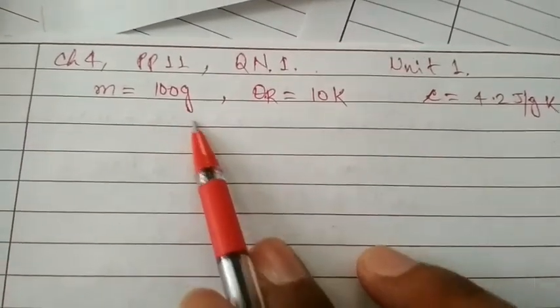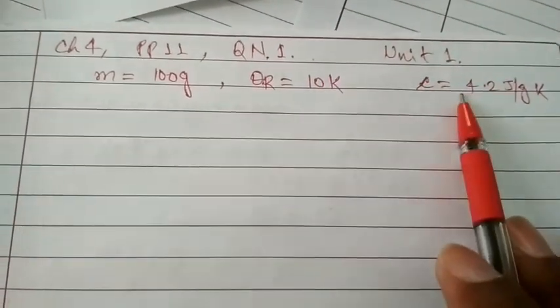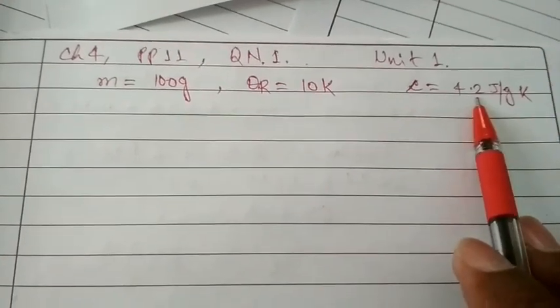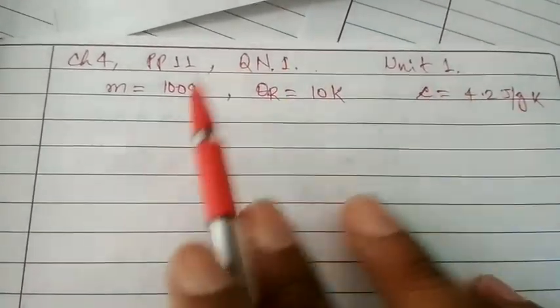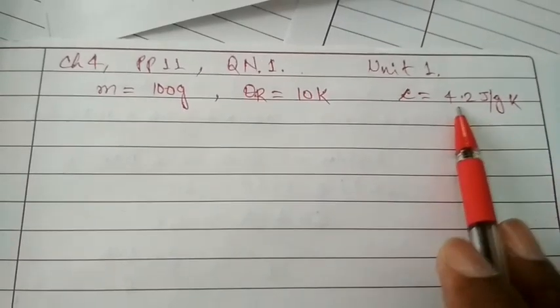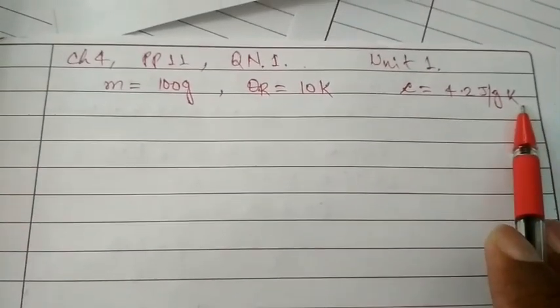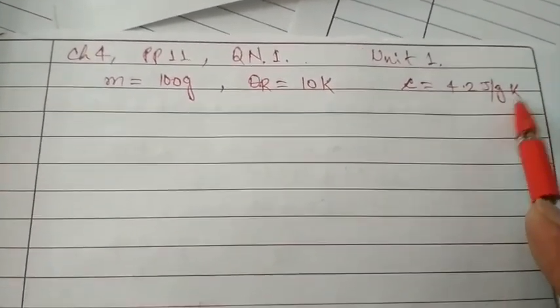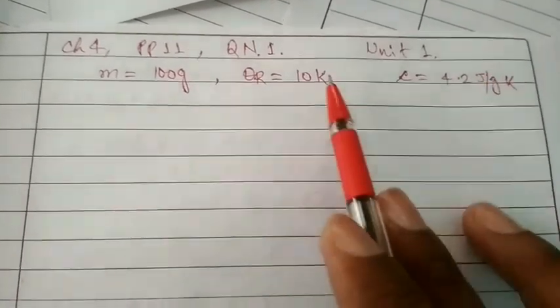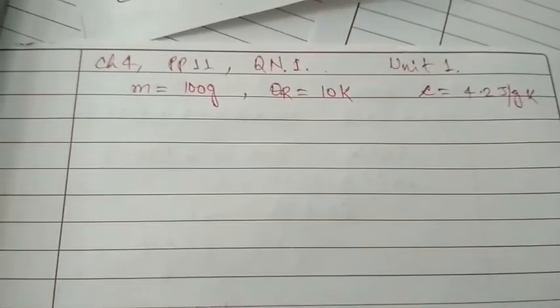So I have written mass 100 gram, theta rise 10 K, and specific heat capacity we can take because it's water, and also in gram, so we can take 4.2 joule per gram per Kelvin. We do not have to worry about this because it's a difference, it's also a difference. So let's calculate heat energy.